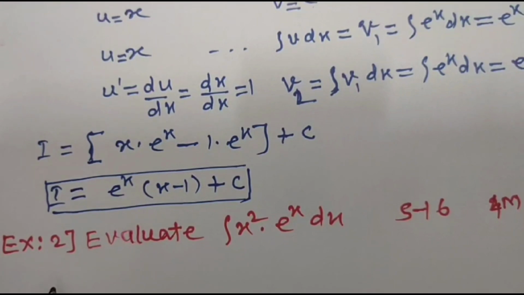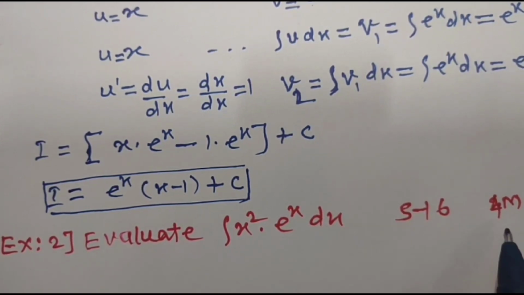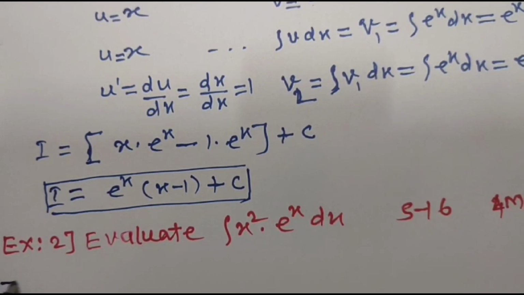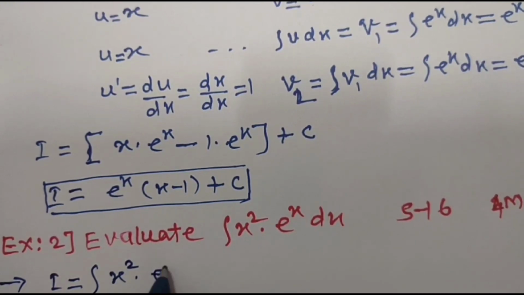Let us solve sum number 2. Evaluate integral of x square into e to the power x with respect to x. This sum appeared in summer 16 for 4 marks. To evaluate this integral, first of all, write the integral as it is. I is equal to integral of x square into e to the power x with respect to x.